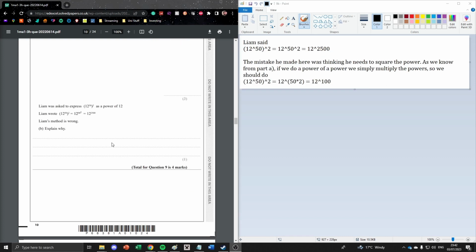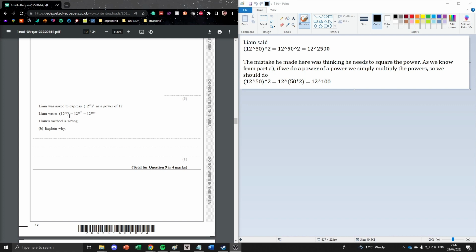And part B of question 9 continues with the theme of indices, but goes into a different format of someone making a mathematical statement that's incorrect, and we have to correct it. So Liam was asked to express 12 to the power of 50 all squared as the power of 12. Liam wrote that 12 to the power of 50 all squared is equal to 12 to the power of 50 squared, which is equal to 12 to the power of 2500. Liam's method is wrong, and we're asked to explain why.